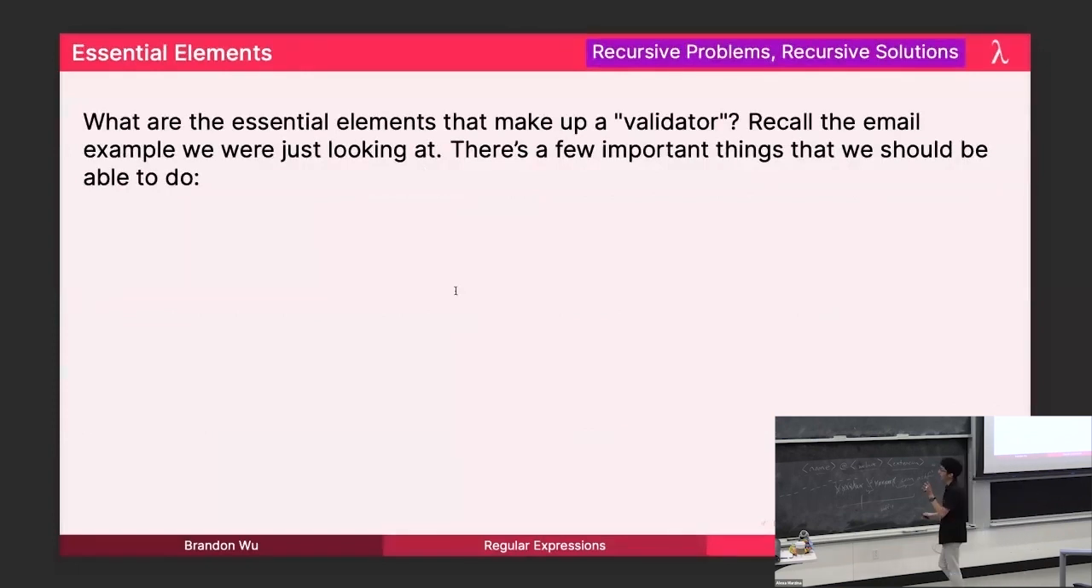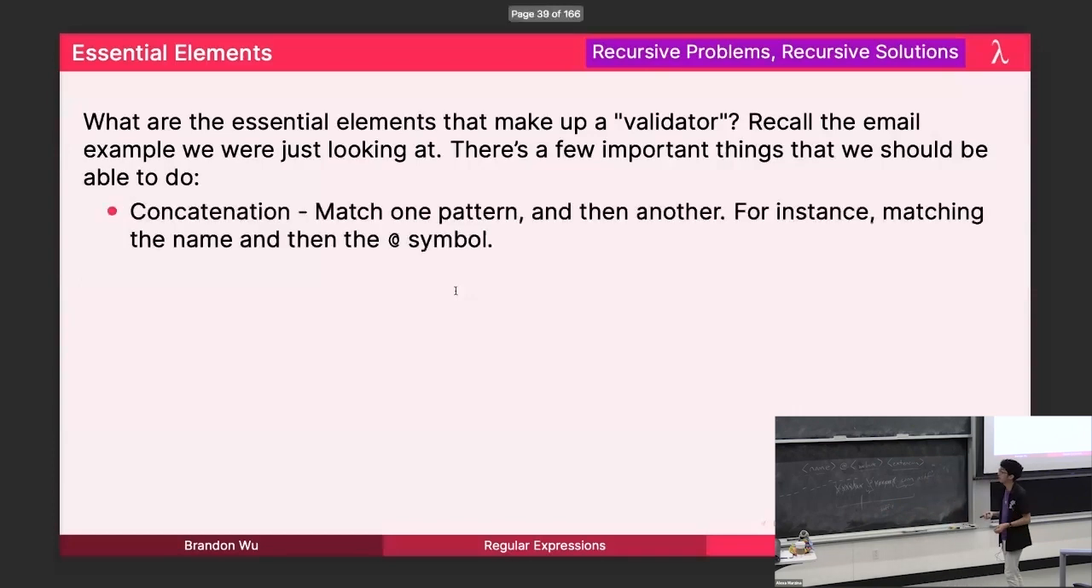Here's the idea. What makes up a validator? To be a validator for a particular thing, I want to be able to do a few things. In particular, I should be able to concatenate two things I'm looking for together, like how I say I want a name and then I want an append. That's called concatenation. I want to be able to do one thing and then put that next to another.